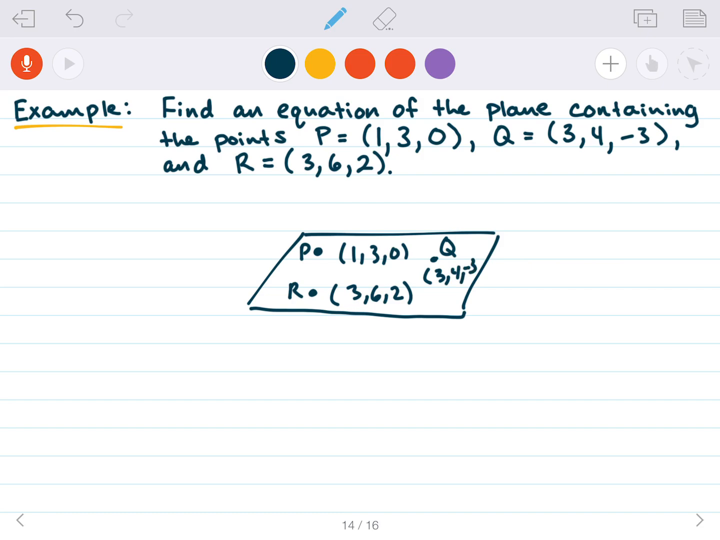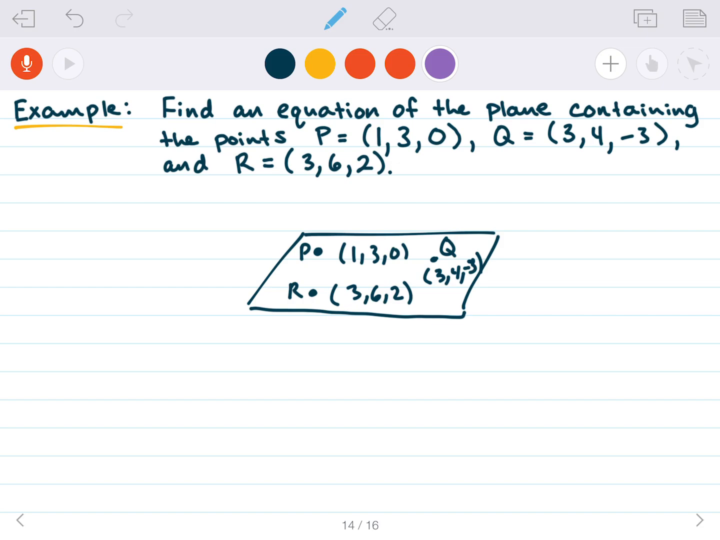Okay, and we want to figure out what the equation of this plane is. So the first thing we need to do is figure out some vectors on this plane, some displacement vectors. Then, to figure out the normal vector of the plane, which we need for the equation, we're going to take the cross product of two displacement vectors, okay? So let's go ahead and figure out some displacement vectors.